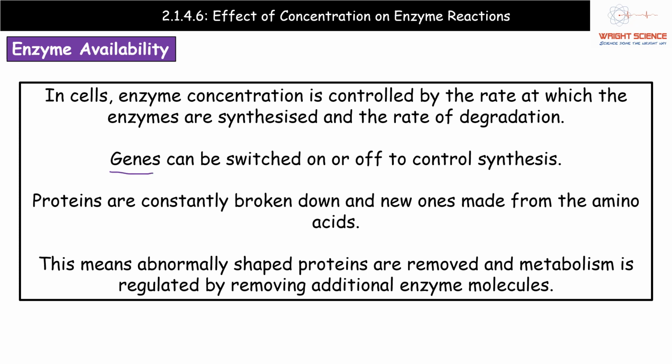And the way that this is going to come into play is we're going to have our genes, and hopefully we remember that genes can either be switched on or switched off. So if we switch on a gene for a particular enzyme, then we're going to obviously synthesize it. If we don't want to synthesize that enzyme, we can switch the gene off. So purely by switching those genes on and off, we can control the concentration of enzymes within the cell.